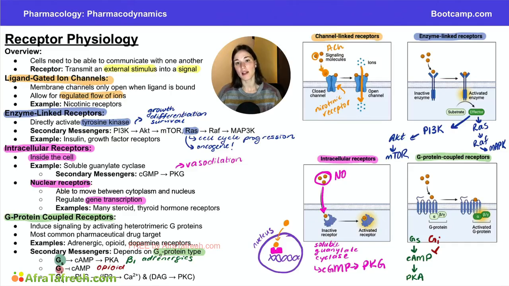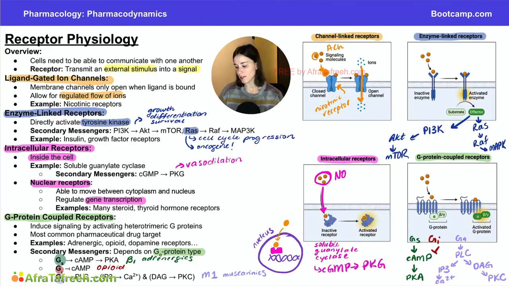And then the last common type of G alpha subunit we'll discuss are the GQ alpha subunits. And these act on a different pathway than the cyclic AMP and PKA pathway. GQ proteins activate phospholipase C, which cleaves a molecule called PIP2 into IP3 and diacylglycerol. IP3 causes calcium to be released from the endoplasmic reticulum, and diacylglycerol activates protein kinase C. Muscarinic 1 receptors are an example of a GQ coupled receptor.